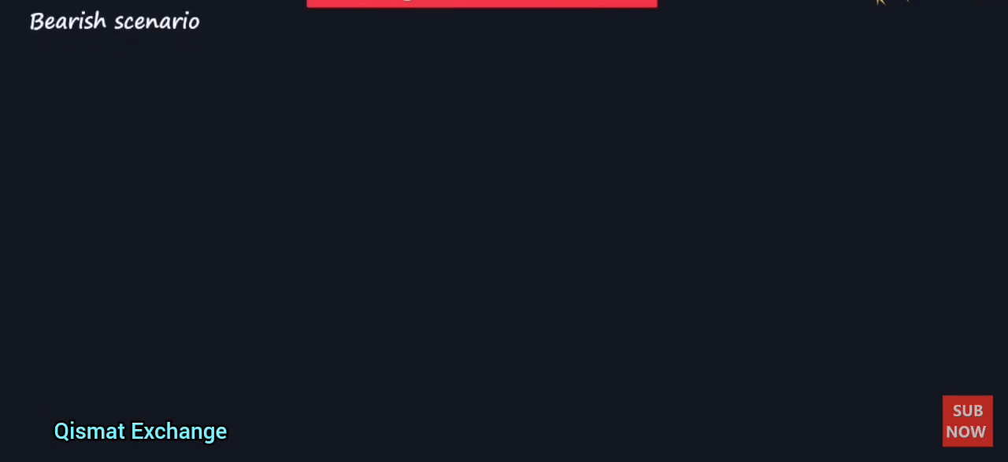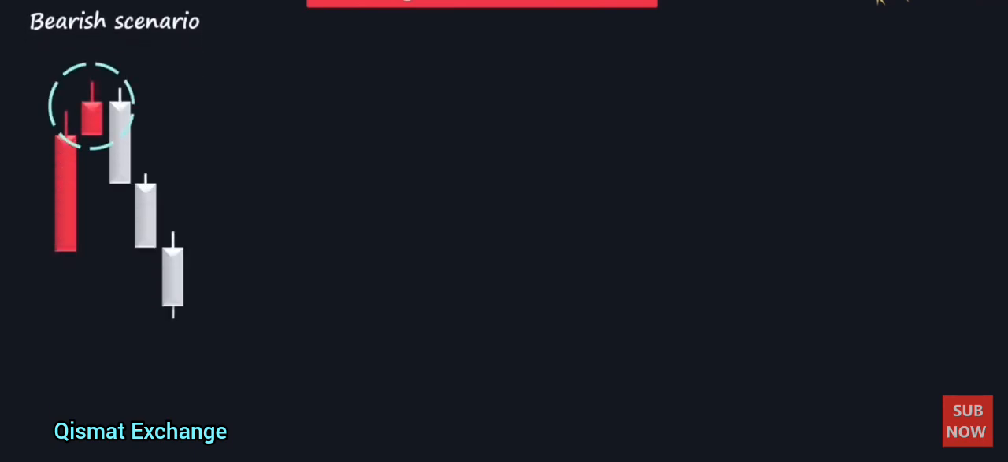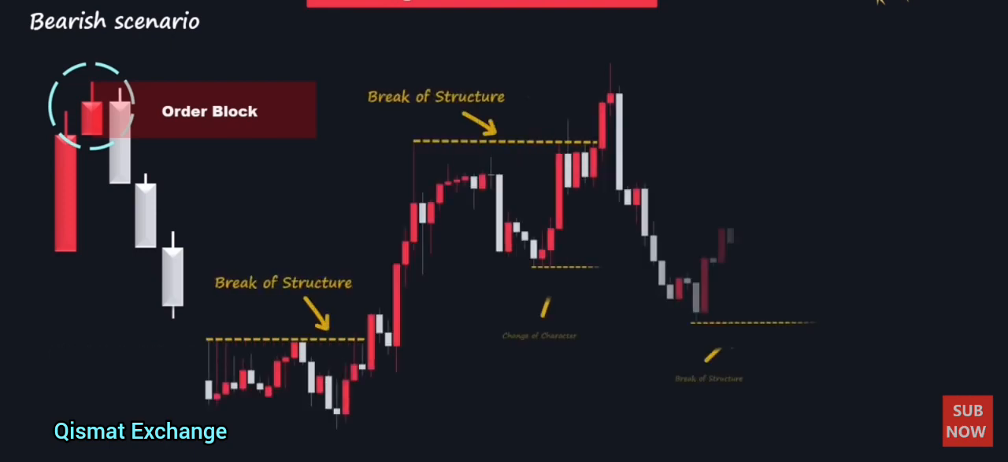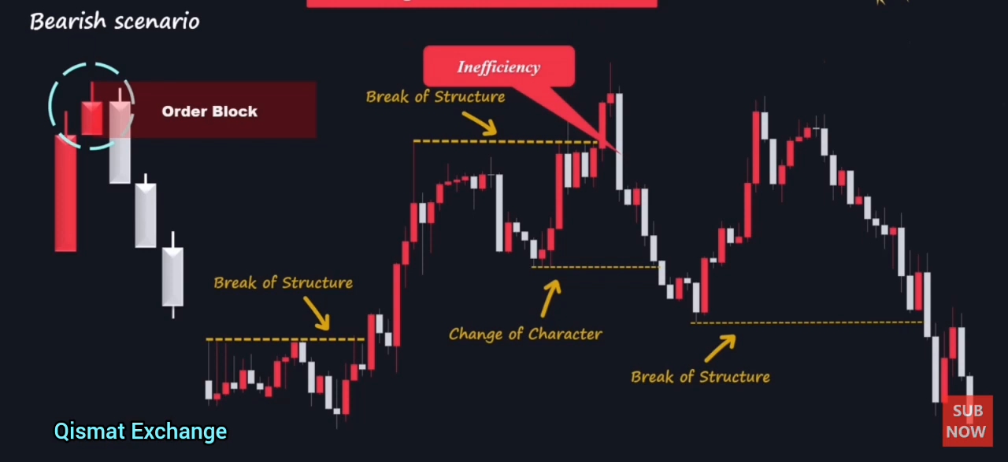In a bearish scenario, a bearish engulfed order block occurs when the last bullish candle's entire body is completely engulfed by the subsequent candle, indicating a strong influx of selling pressure that overwhelms the buying momentum, followed by a sudden and significant downward movement. In the given example, we see a shift in market dynamics as price breaks out of this structure to the downside, signaling a change of character from the previous uptrend.